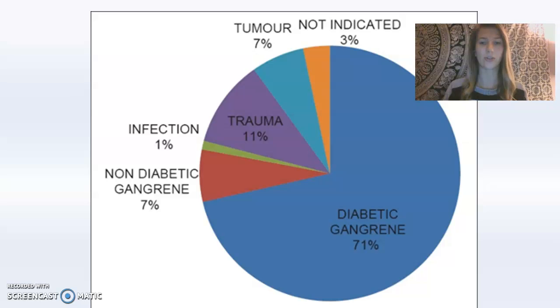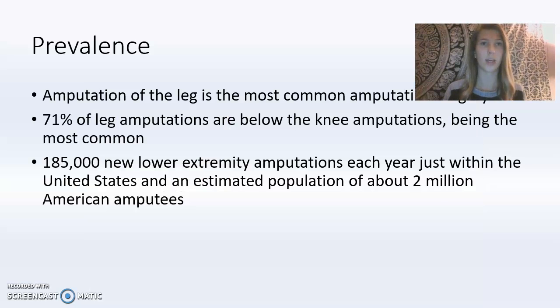This pie chart shows that 71% of amputations are caused by diabetic gangrene, 7% are caused by non-diabetic gangrene, 11% from trauma, 1% from infection, 7% from tumors, and 3% are not indicated. Amputation of the leg is the most common amputation surgery. 71% are below-the-knee amputations, which is the most common.